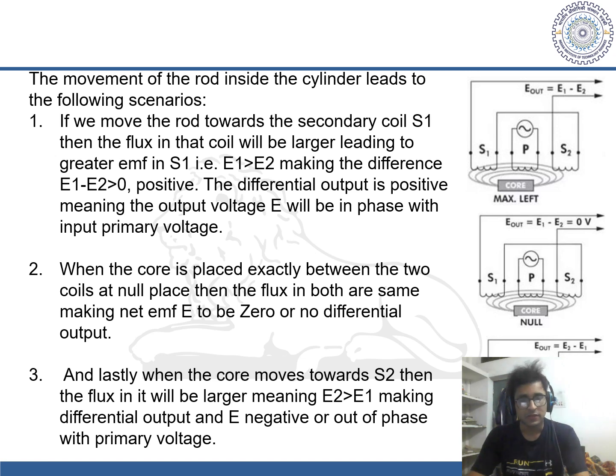So the output of the LVDT will be zero, or the lowest possible value. And lastly, when the core moves towards S2, then the flux in it will be larger, meaning E2 is greater than E1, making the differential output E negative, or out of phase with the primary voltage. So this is just the opposite of the first case. If you move toward S2, then E2 will be greater than E1, making E, the output of the LVDT, negative, which means the output voltage is out of phase with the primary voltage.